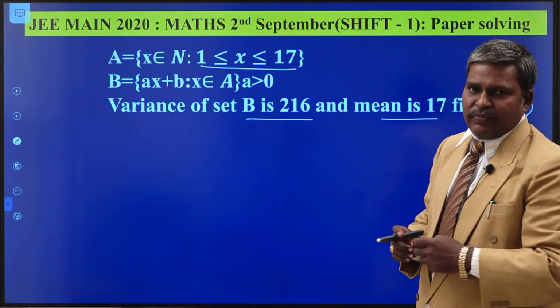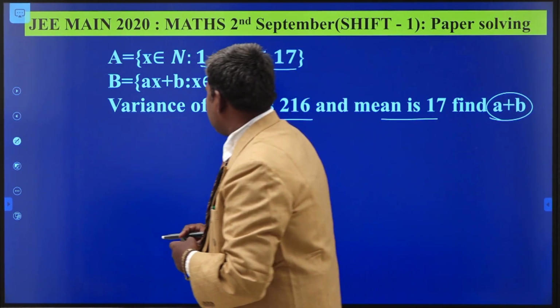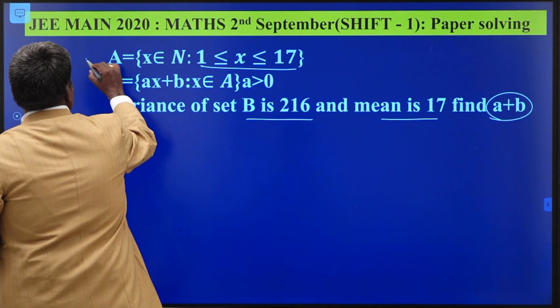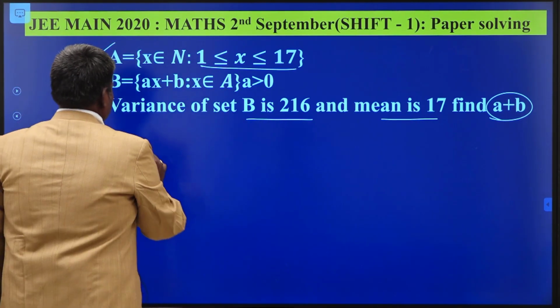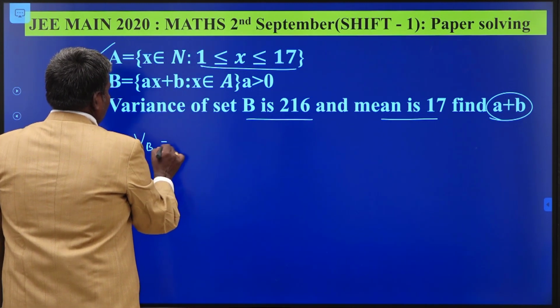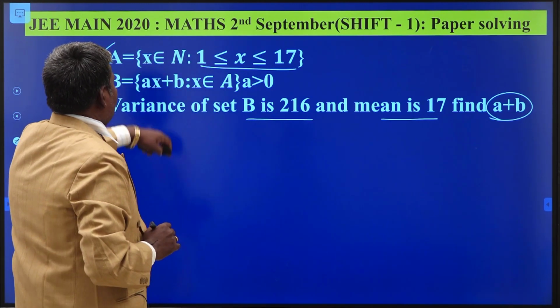This is also a very interesting question. This is related to statistics, that is, measures of dispersion. There are 2 sets, A and B, given to you. We have to find out the variance of set B.